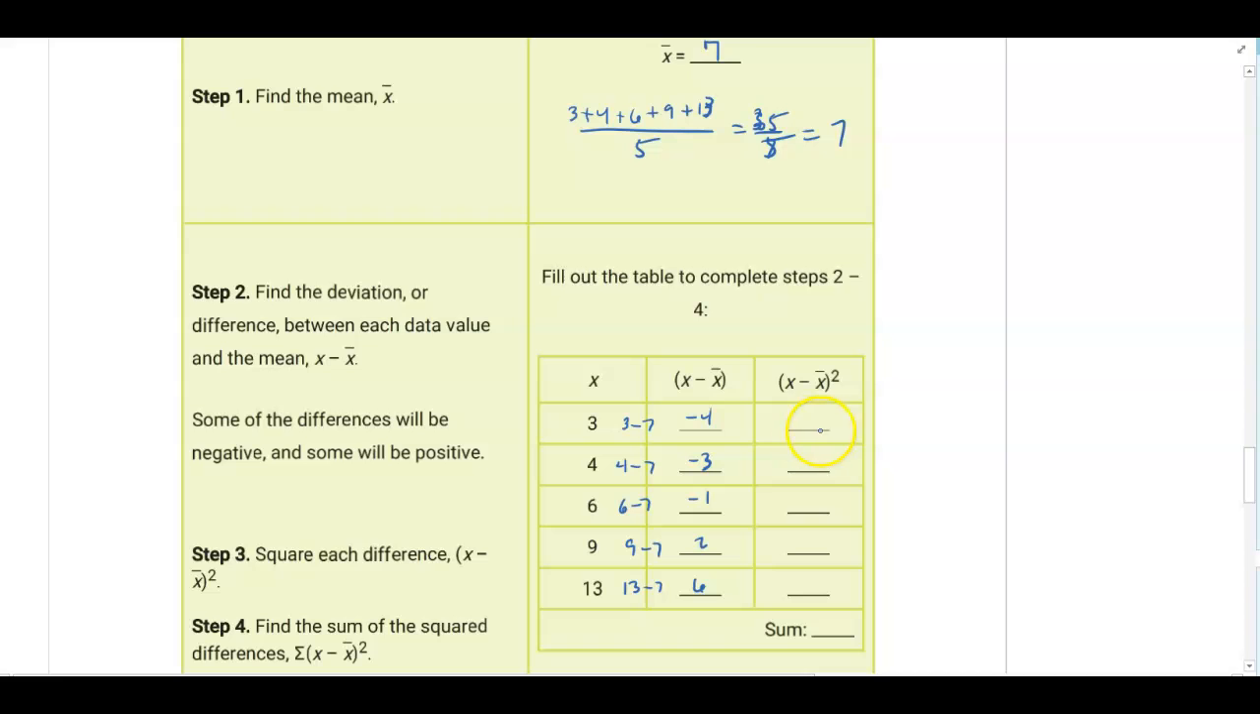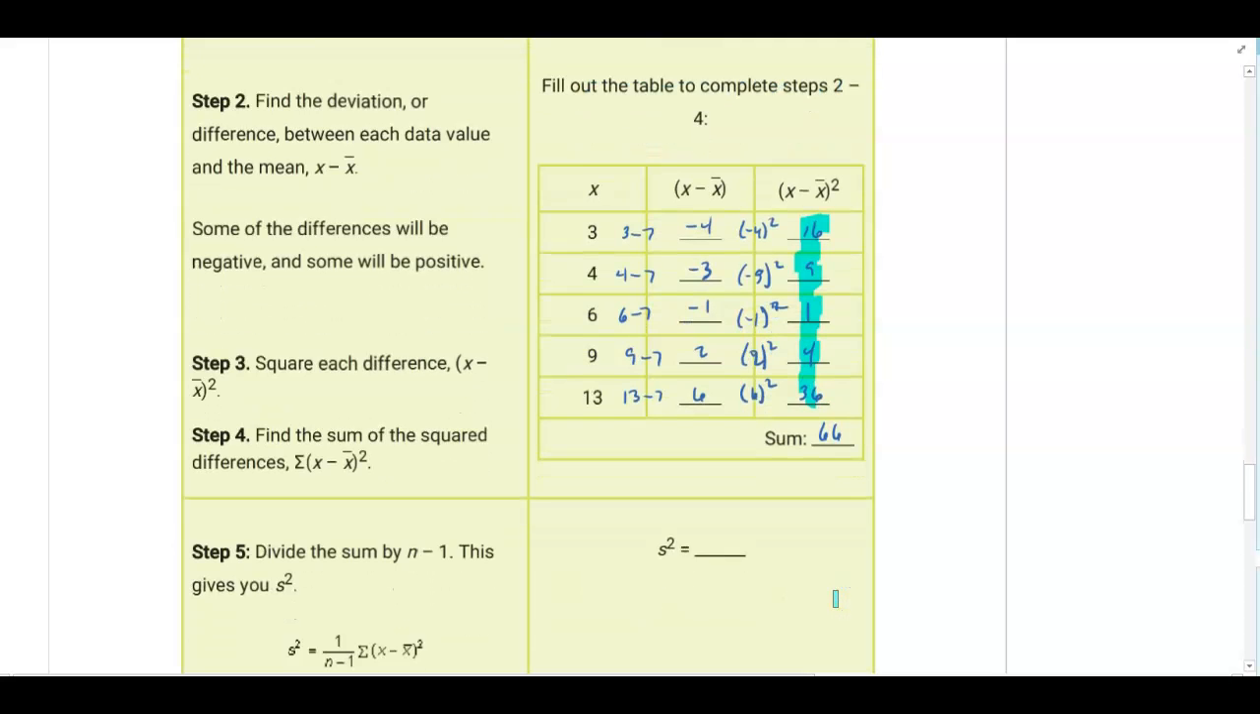Now, once we get that, what we're going to do is take each of these and square it to get 16, 9, 1, 4, and then 36. So then what I'm going to do now is go ahead and add those up, and I would get 66. So basically what I did is I took these values and I added them up. Okay?